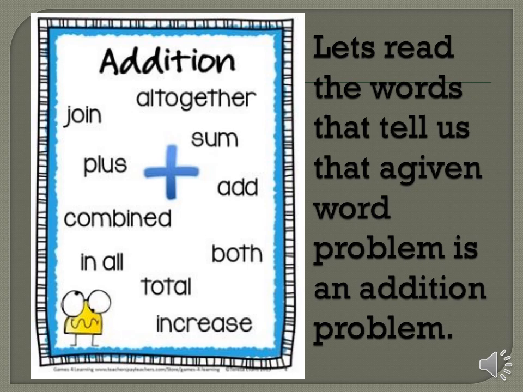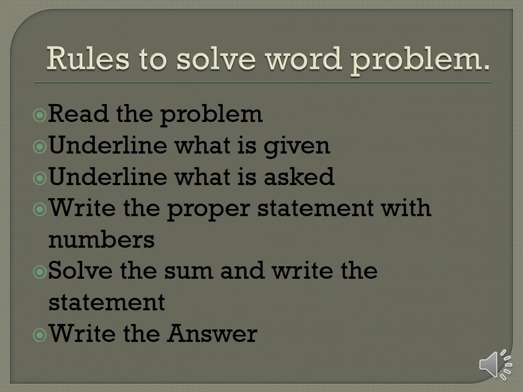So children, while solving word problems, we have to follow certain rules. The first rule is to read the problem. Whatever word problem is given to you, we have to read and understand the problem. If we did not understand it once, you have to read it twice or thrice and understand it properly.